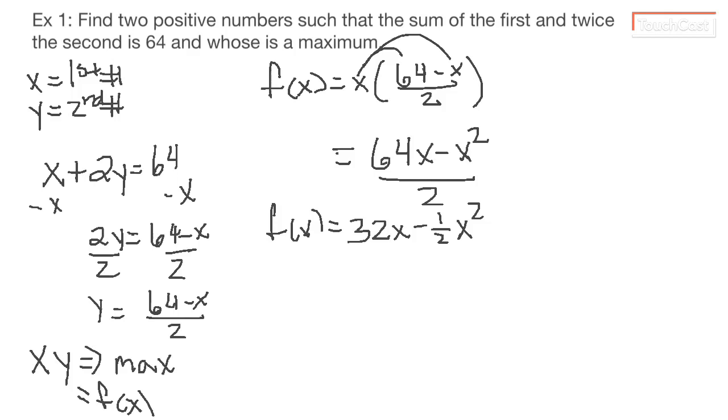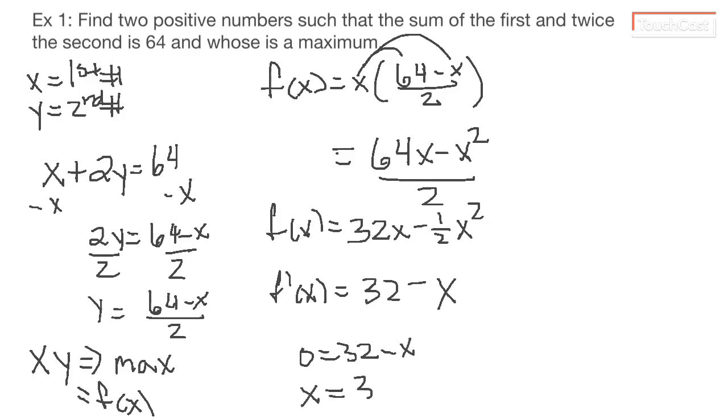So let's do that. Let's first find our first derivative, f prime. Derivative of 32x is 32. We bring the 2 down. 2 times 1/2 is 1. So 32 minus x is going to be our first derivative. Now we're going to set this equal to 0. So 0 is equal to 32 minus x. I'm going to add x to both sides because then I will see x is 32.